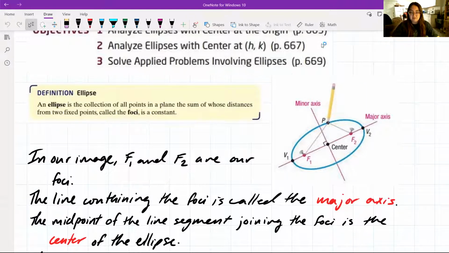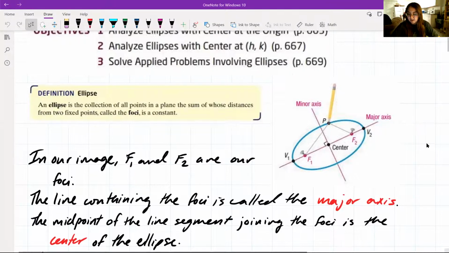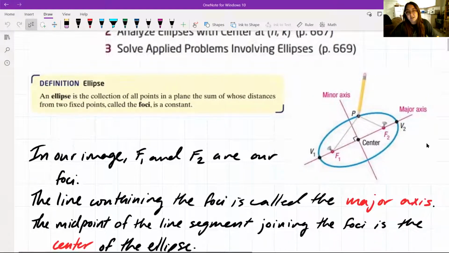So just a little bit of a definition of an ellipse. We see here in our image what looks like an oval. So an ellipse is a mathematical term for an oval, essentially, but a mathematically calculated oval. We have labeled a minor axis and a major axis. We have these points V1, V2, which are called our vertices, and F1 and F2 being our foci. This center point where our minor axis and our major axis cross is our center, and P is just a point that we have plotted on our ellipse.